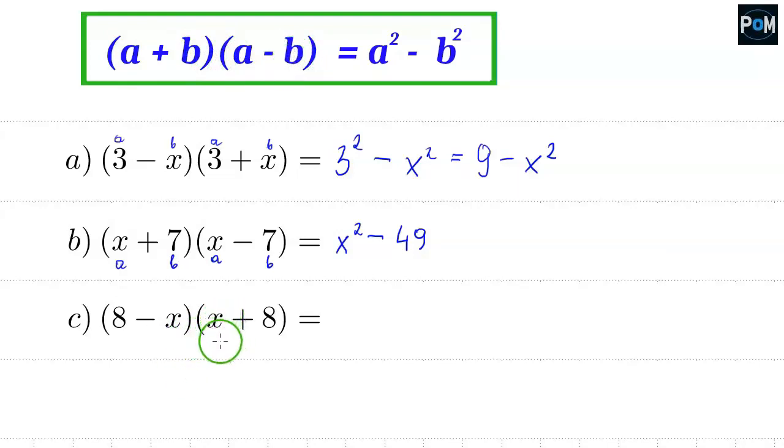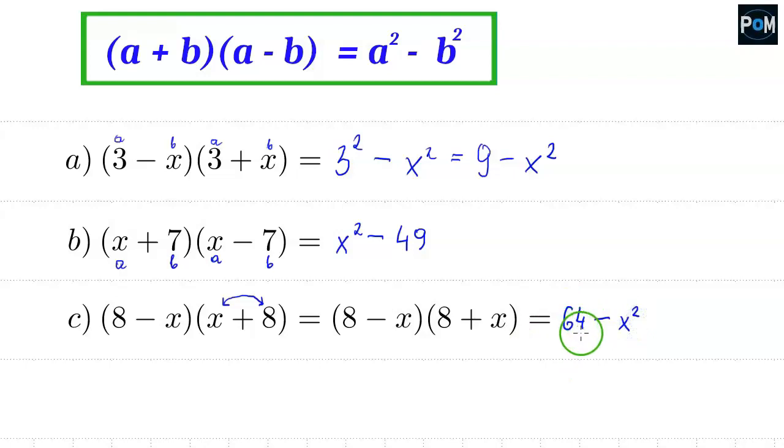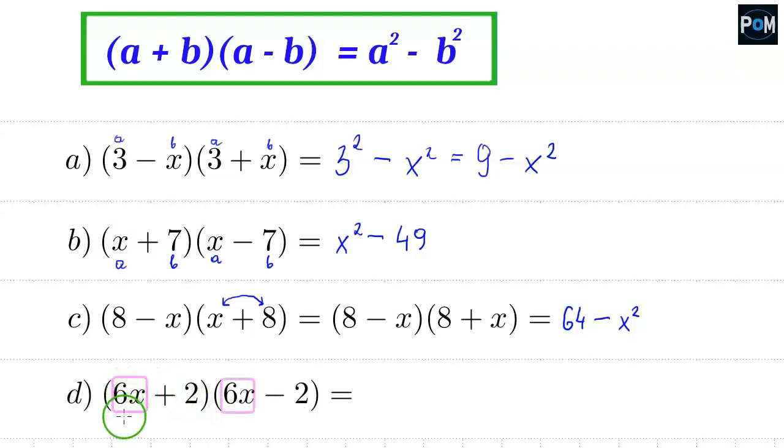We need to change the order in one of the brackets, and you can change the order when there is addition. In this bracket, we will swap places between x and 8. It's allowed in addition, not allowed in subtraction. We change, and then we get the operation 8 minus x times 8 plus x. We've got the order right, so we can start squaring, which means we first need to square 8, and that will be 64. Minus this x squared, that is x squared. End of example C.